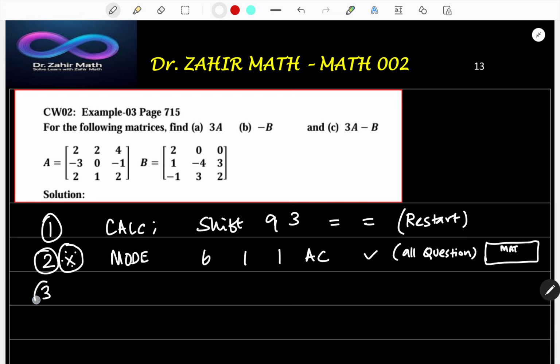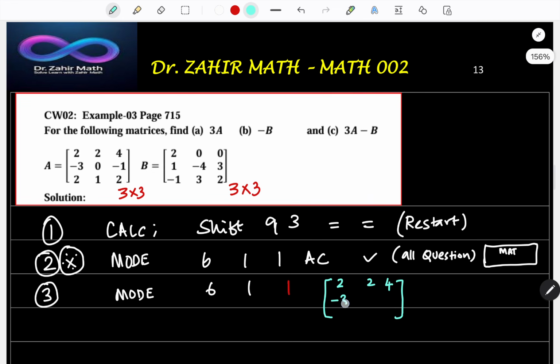Now step number 3. Again press mode, and then 6, and then press 1. Then press 1 and look at your matrix. This matrix is 3 rows, 3 columns, right? So you press number 1. When you press number 1, the matrix will open like this. You give your input 2, 2, 4. How do you give it? 2, press equal, 2, press equal, 4, press equal.